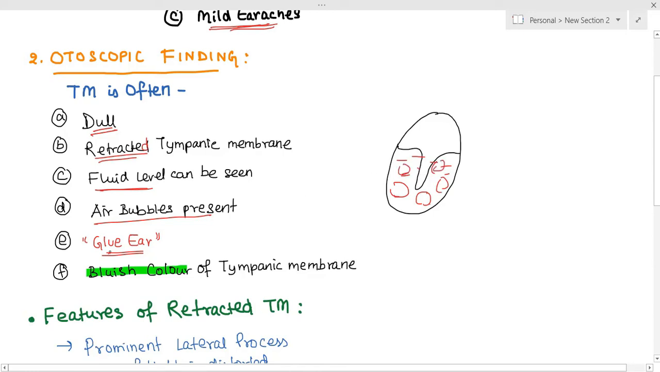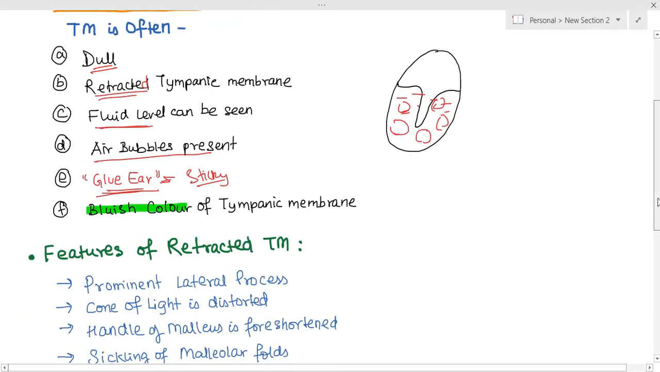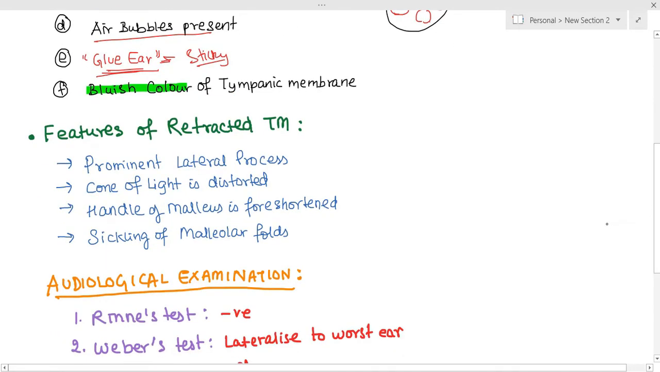We call it glue ear because there is precipitation of fluid inside the tympanic membrane, and it becomes very sticky. It looks very sticky, so it is called glue ear. There is also a bluish tinge of the tympanic membrane. Now, what are the features of the tympanic membrane? As I told you, there is a retracted tympanic membrane in serous otitis media, but how do you know that the tympanic membrane is retracted?